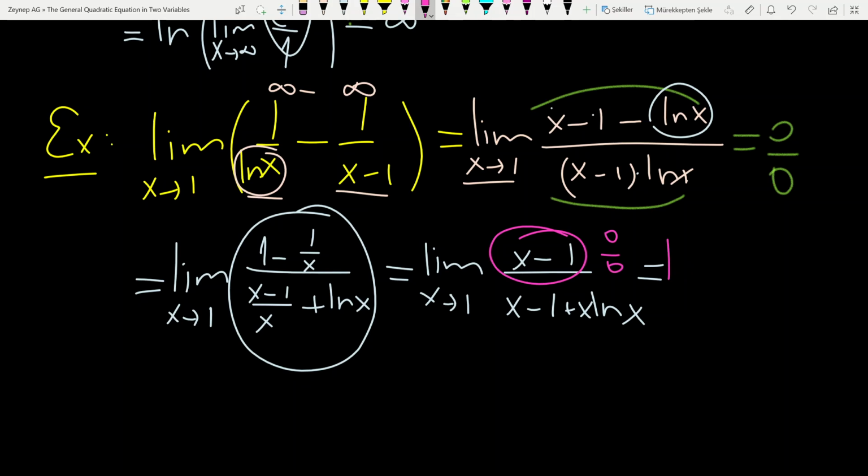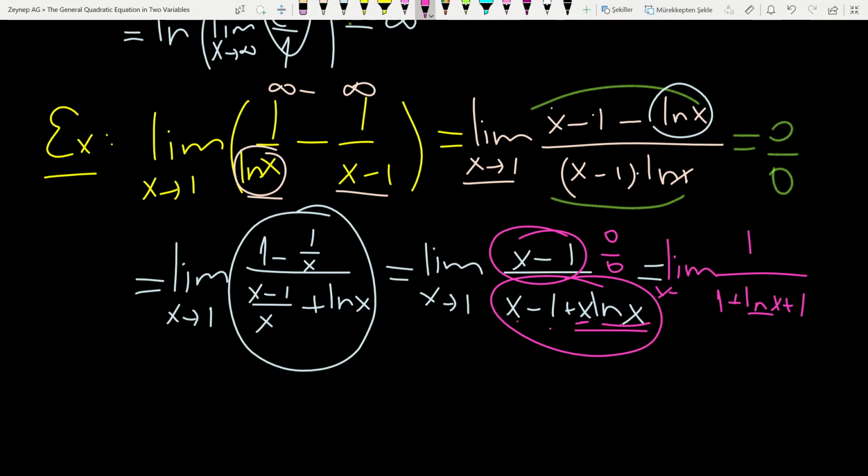Derivative of numerator is equal to 1. Derivative of denominator: derivative of x is 1, derivative of 1 is 0. And you have multiplication of two functions. Derivative of this expression is equal to derivative of first component times second, which is ln x, plus derivative of ln x times x, which is 1. When x tends to 1, as you see, the answer is equal to 1 over 2. Okay, I think it's a nice question for type 2.